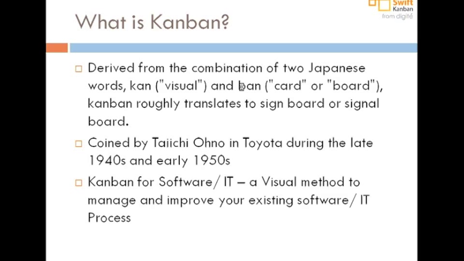It was coined by Taiichi Ohno in Toyota during the late 1940s and early 1950s, and it was there that it was used in its production systems. In today's world, Kanban for software or IT is defined as a visual method to manage and improve your existing software and IT processes.